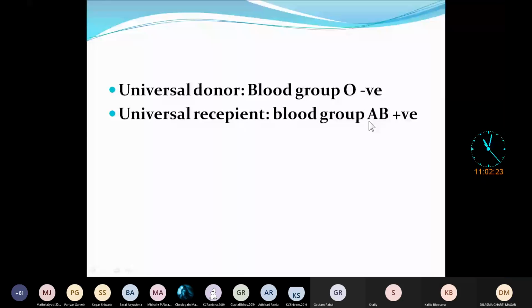Sometimes somebody may ask which blood group is the universal donor, and which blood group is the universal recipient. At that time, the universal donor is O negative and the universal recipient is AB positive.